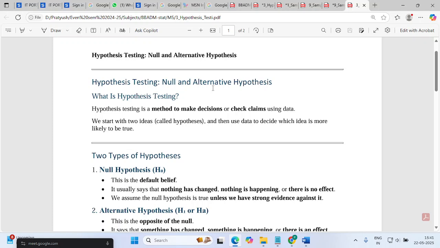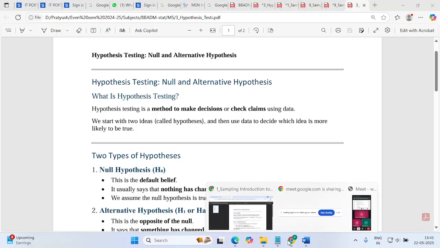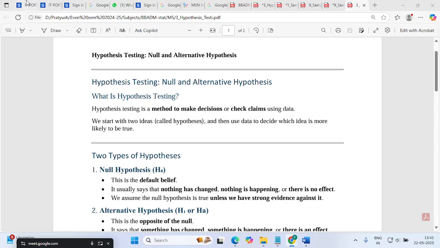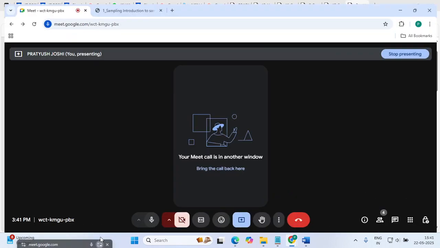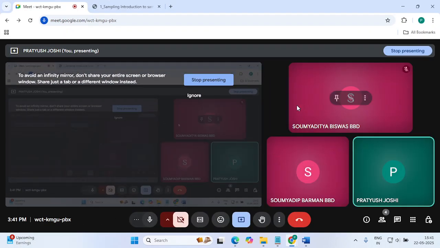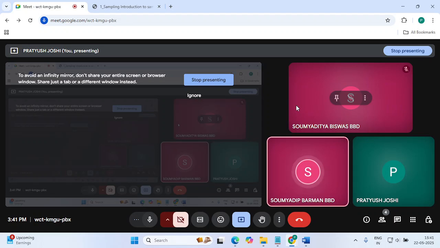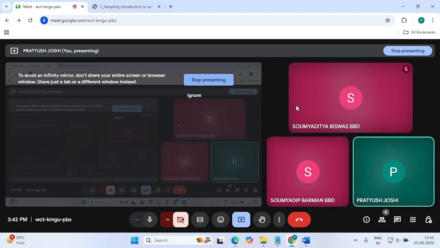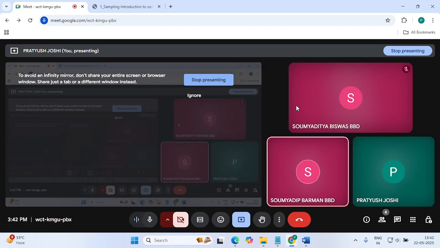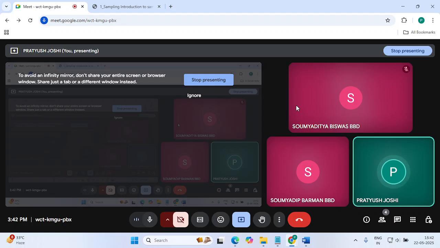Oh, I think Somadip is trying to say something. Yes, Somadip, please say. Please speak loudly. Sir, hypothesis testing means to decide whether an idea about data is true or not. Yes, you are very close to it. It is actually regarding some data. Based on some data, we are going to make a decision and decide whether something is true or not. That is hypothesis testing. So what you said is absolutely correct.